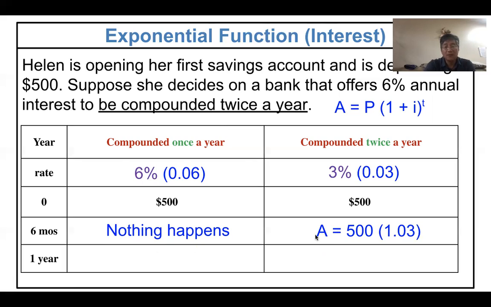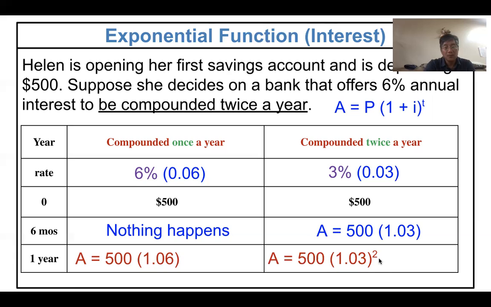Which is 515. Now, 1 year later, this part, finally you get the interest, 6%. So you multiply by 1.06, right? The common ratio is 1 plus the interest rate, 1 plus 0.06, you multiply, and you get 530. But for this part, when you do it the second time, it's 1.03 to the second power. Make sense?